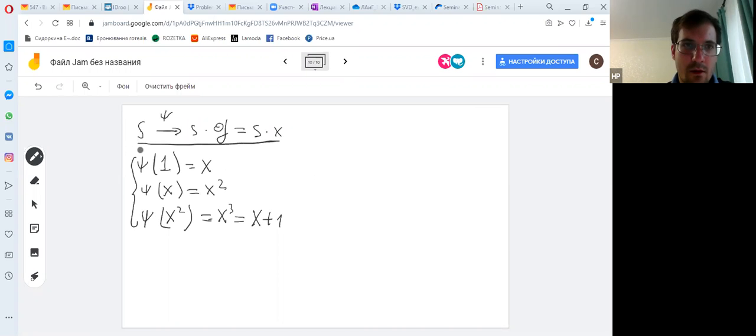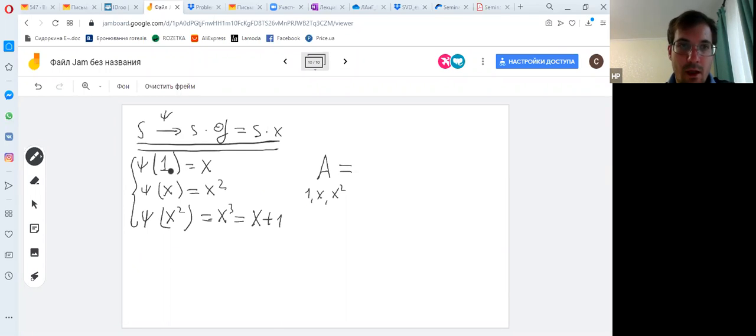I'm sorry, there is no such definition in your sheet, in your list with tasks, but it's just abused. So we need the matrix of this psi in basis 1, x, x squared. Okay, let us produce it.